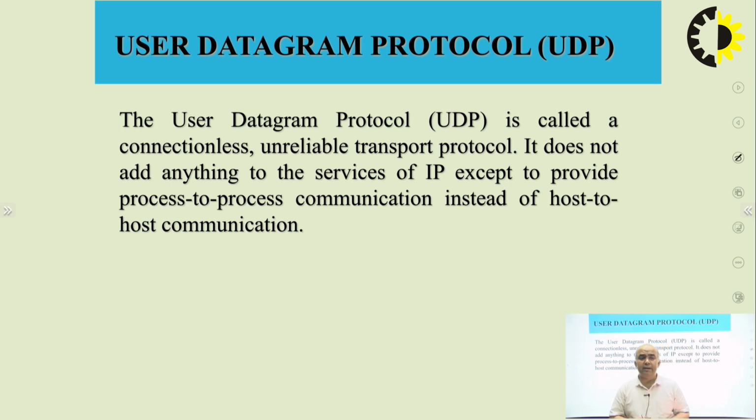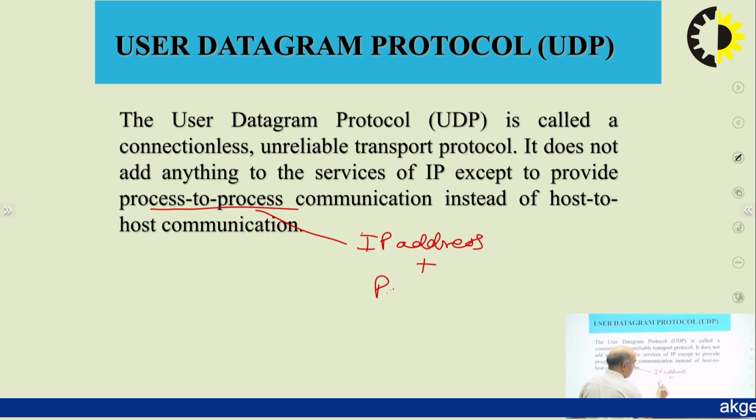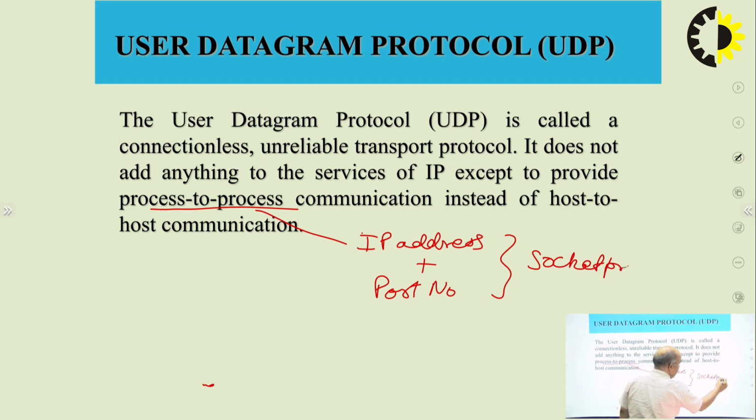Why? Because process to process will consist of your IP address plus port number. On the basis of that, it is called process to process communication. Generally, socket programming is done at the transport layer, which is another vast topic, so I am not going to discuss it.